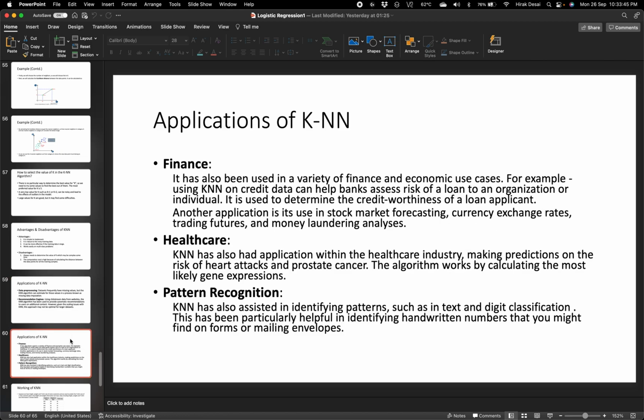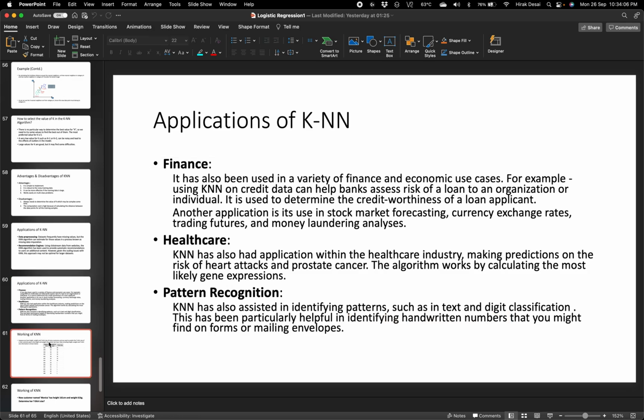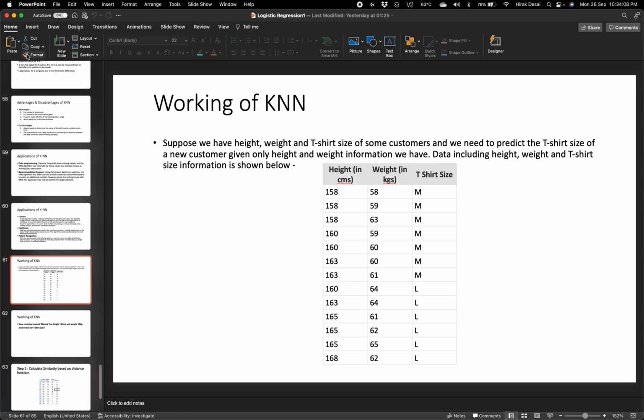In finance, to detect currency exchange rates, stock market forecasting, trading futures, money laundering analysis. In healthcare, to predict cancer, tumor, COVID, whatever you want to predict. Pattern recognition: KNN can be used because it works on the similarity concept. You can identify similar handwriting, similar text, similar digit classification, and then there's the numerical, which we'll see.